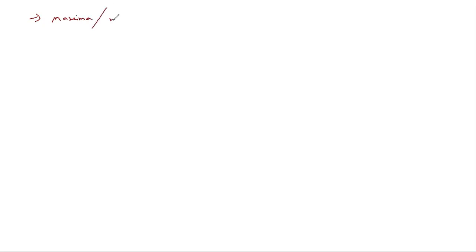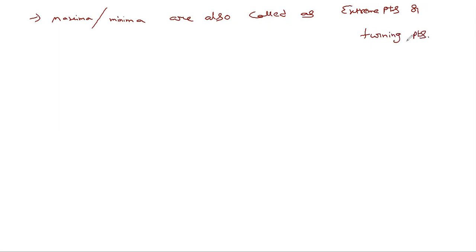Maxima or minima points are also called as extreme points. Extreme points are turning points. Maxima minima points are also called as extreme points or turning points. I think it is very clear.